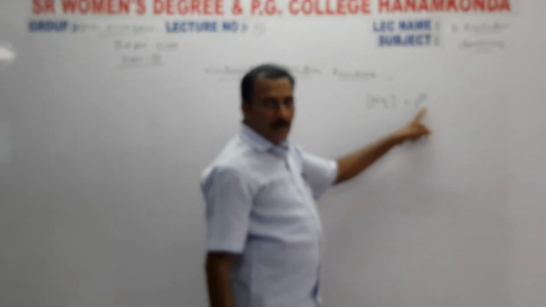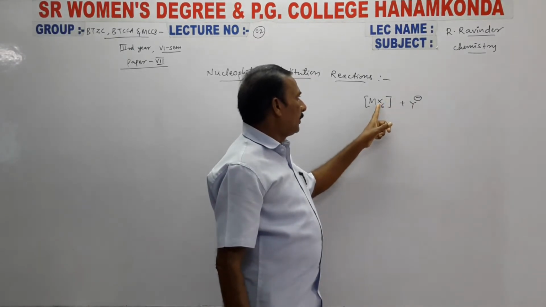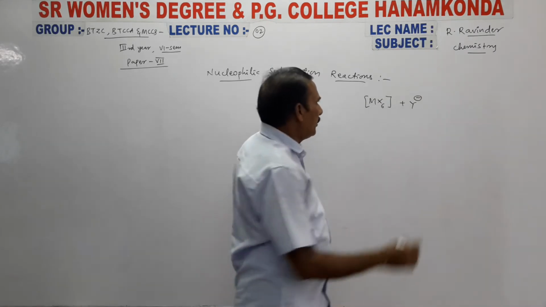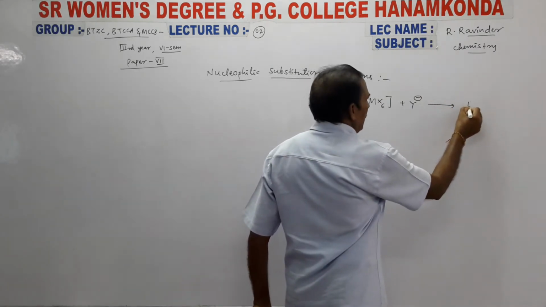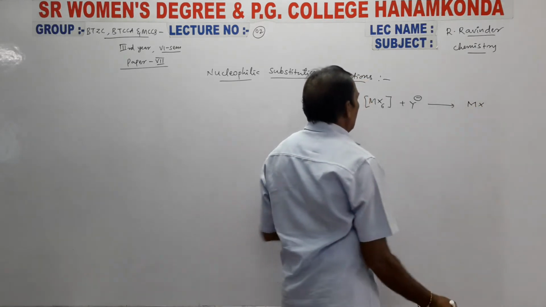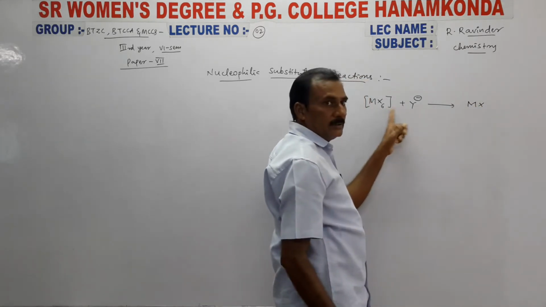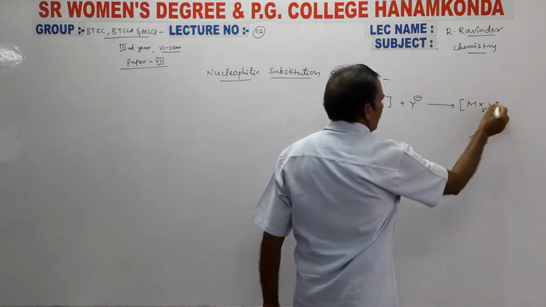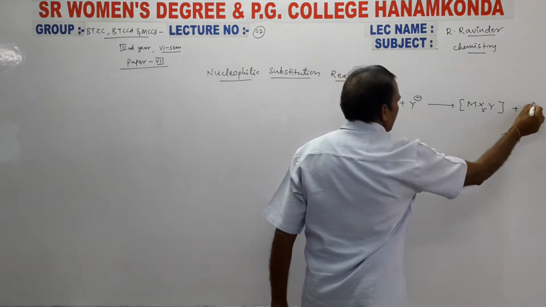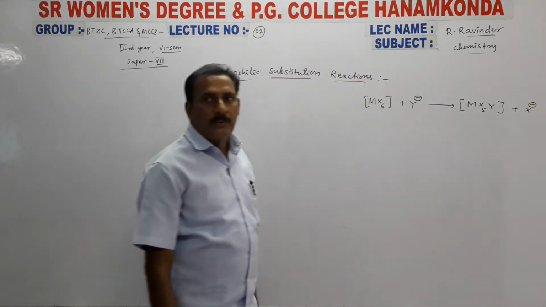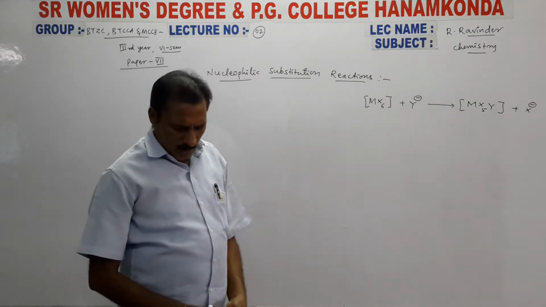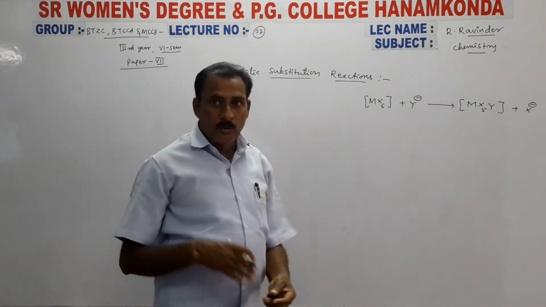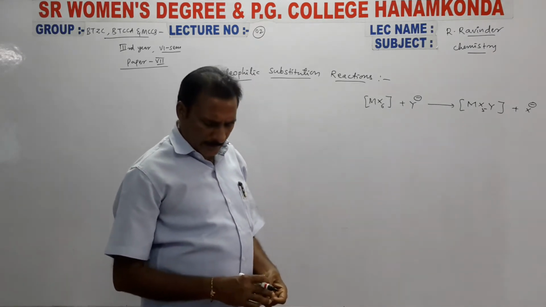The Y minus is placed in the place of X, or X is replaced by Y minus, to form MX5Y plus X minus. Only one X is eliminated, and instead of X, Y is added. This is called a nucleophilic substitution reaction, or nucleophile addition reaction, or ligand addition reaction.